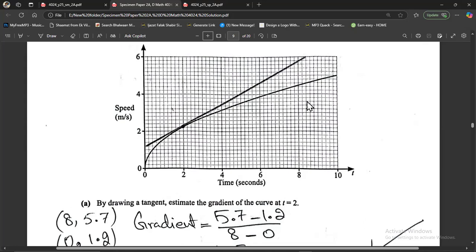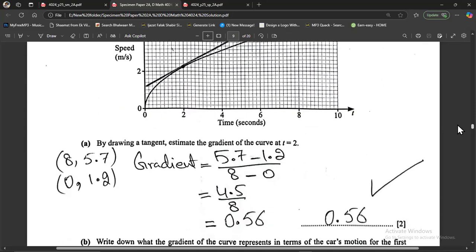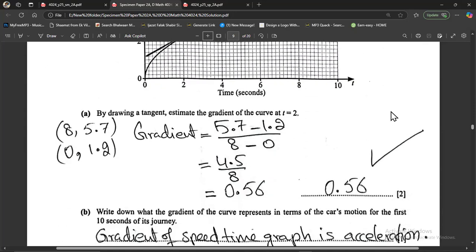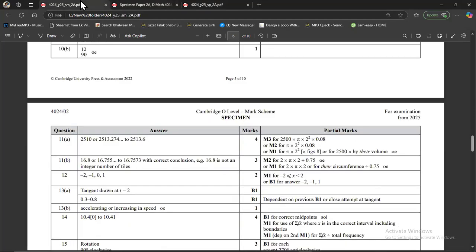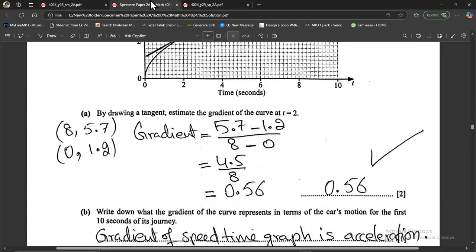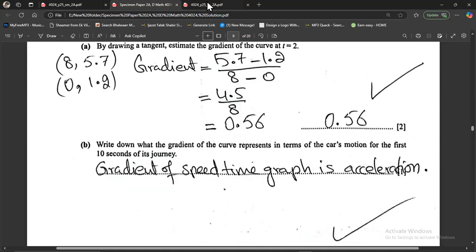And I will apply the formula for the gradient, which is y2 minus y1 divided by x2 minus x1. So it will be 5.7 minus 1.2 divided by 8 minus 0. So that's 4.5 divided by 8, and that is 0.56. So the gradient of this curve at x equals 2 is 0.56. The answer will be from 0.3 to 0.8. My answer is 0.56, which is in that range, so it's good. We are good to go.